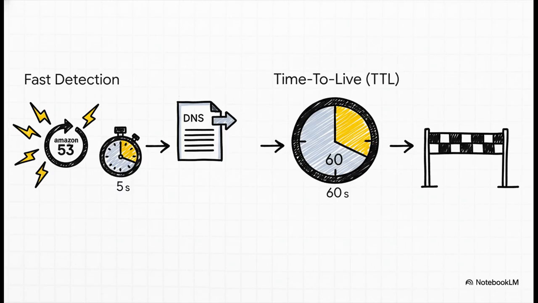So here's the absolute key takeaway. Your real-world failover speed has almost nothing to do with how fast Route 53 detects the failure. It has everything to do with the TTL value you set on your DNS record. If you have a critical application, you need a low TTL, something like 60 seconds, or your automatic failover is going to be painfully slow.